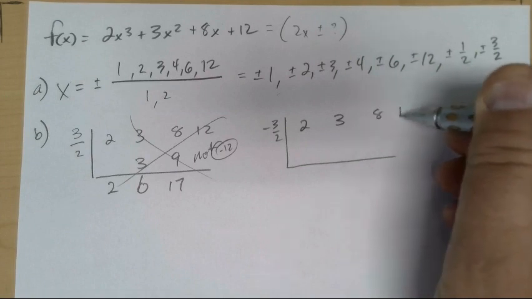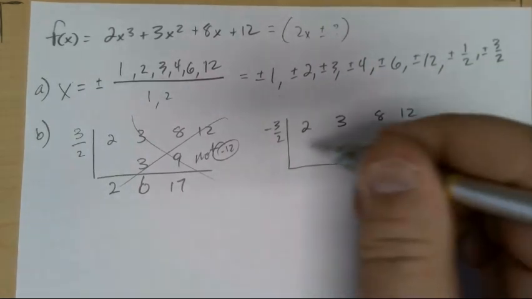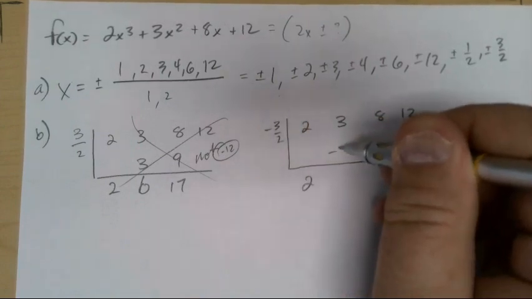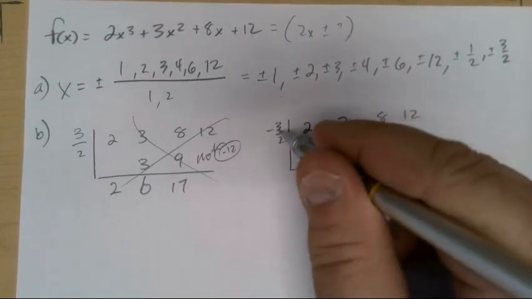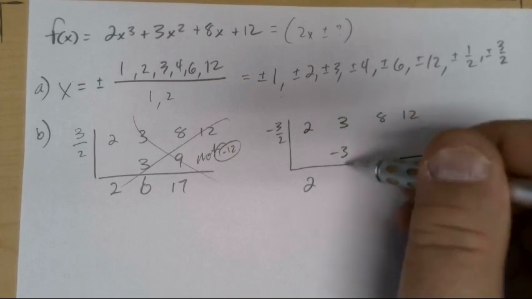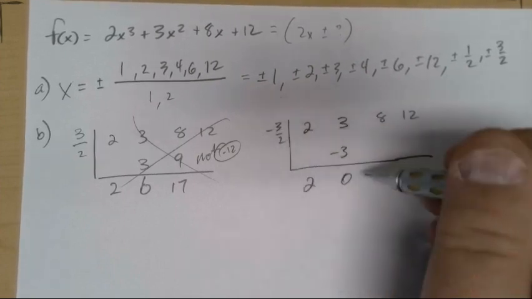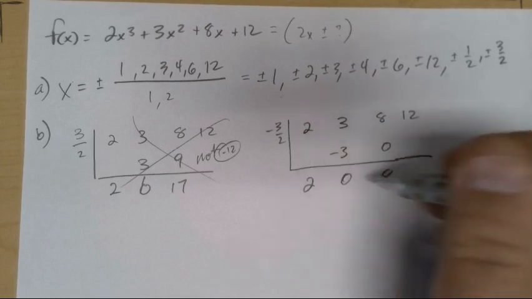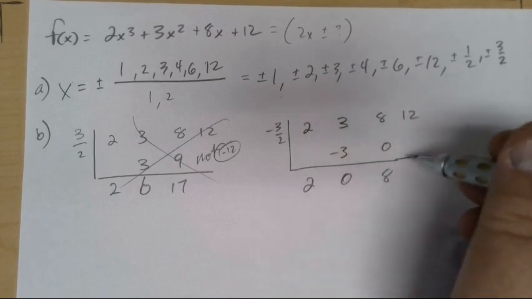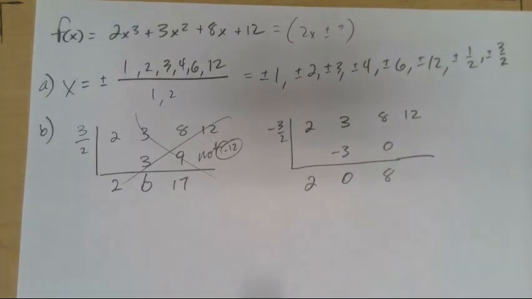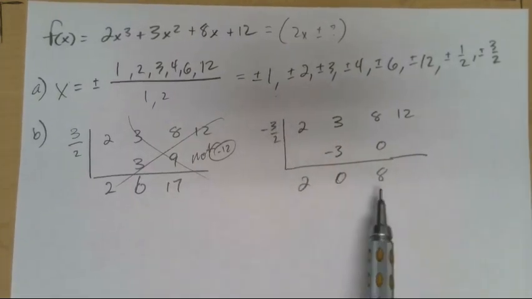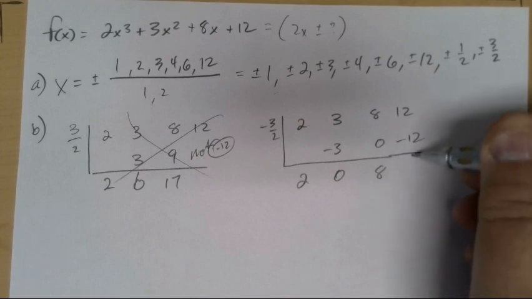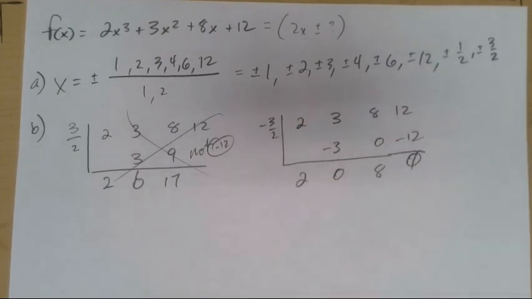2, 3, 8, 12. Make a negative. 2 drops down. It's going to be a negative 3, because negative 3/2 times 2 is negative 3. 3 minus 3 is 0. Negative 3/2 times 0 is 0. 8 plus 0 is 8. Negative 3/2 times 8 is... 3 times 8 is 24. 24 divided by 2 is negative 12. Hey, look at that. That's cool. That's done.